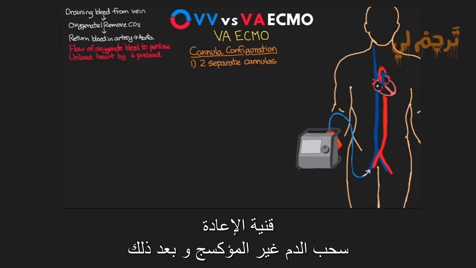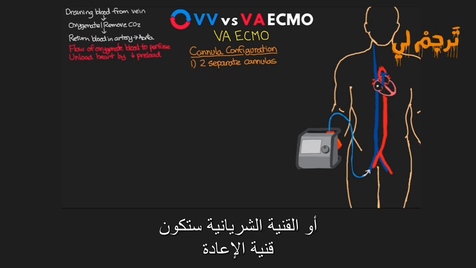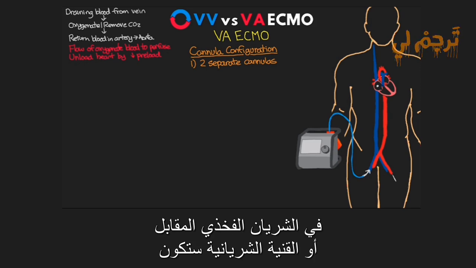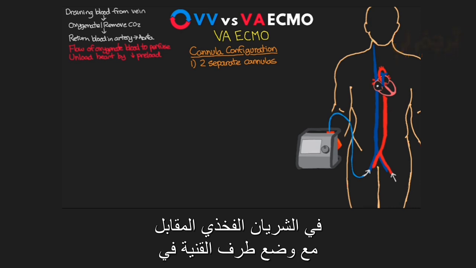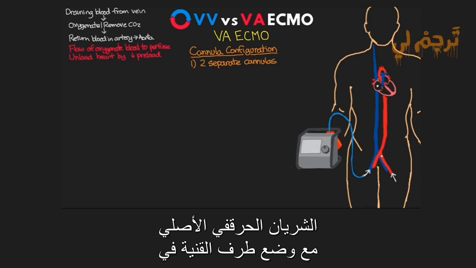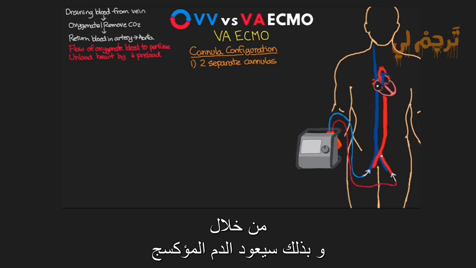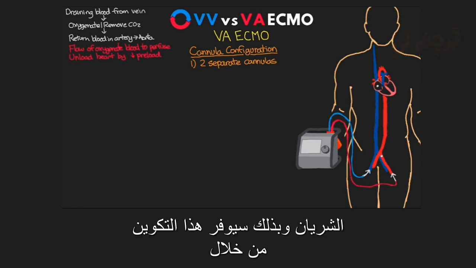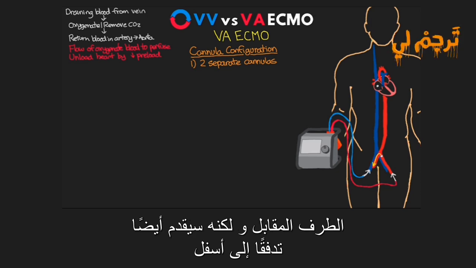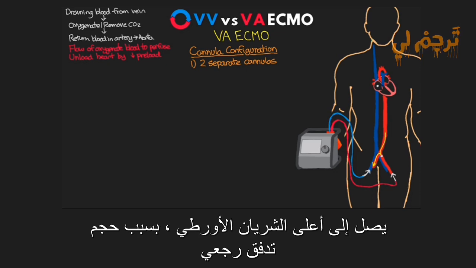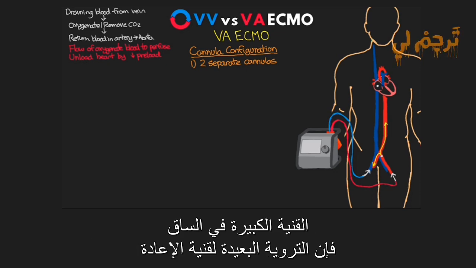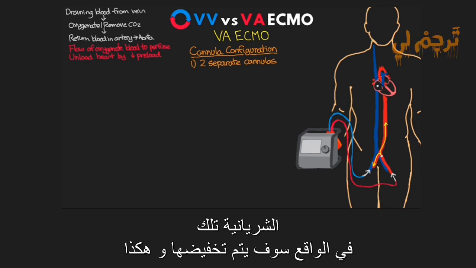And then our return or our arterial cannula is going to be placed in the opposite femoral artery with the tip of the cannula in the common iliac artery. And so our oxygenated blood is going to be returning back through an artery. And so this configuration here is going to provide flow down the opposite limb, but also provide retrograde flow up the aorta. Now, because of the size of the large cannula in the leg, the perfusion distal to that return arterial cannula is actually going to be reduced.